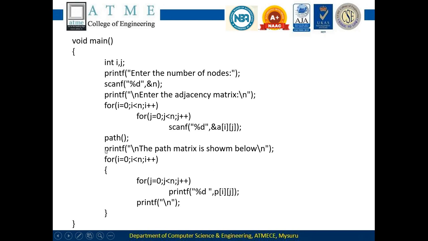Once we are done with all the nodes, here we had called the function path, right? So the path matrix is shown below, and we are going to print the heading, and for i equals 0, i less than n, i plus plus, for j equals 0, j less than n, j plus plus, we are going to print all the entries of P of ij, including the updated entries, right? After the function call, we will be printing all the entries of path matrix P of ij, and then after every row a new line will be printed. For that purpose, printf of \n we are using here. And that's the end of this particular program.